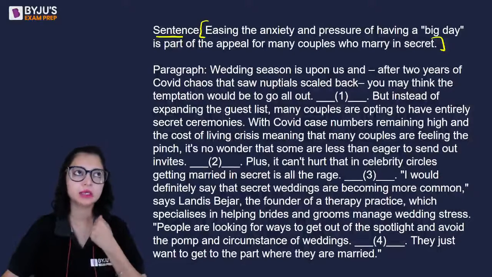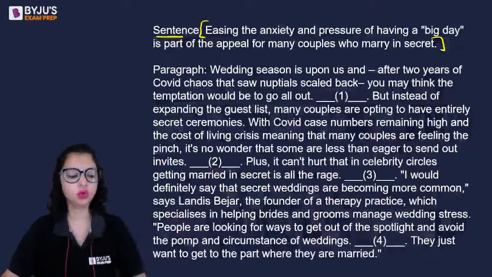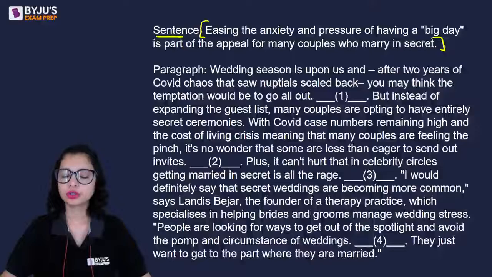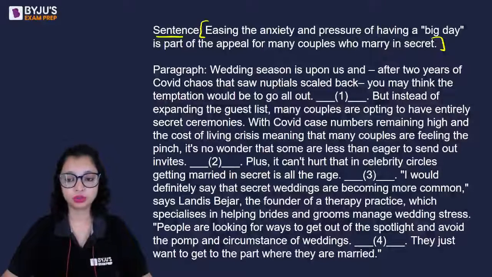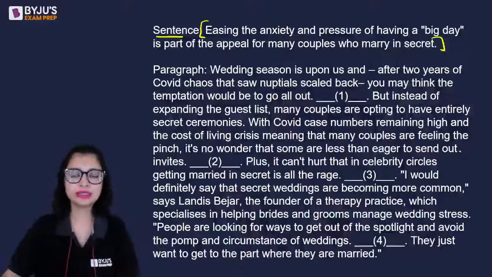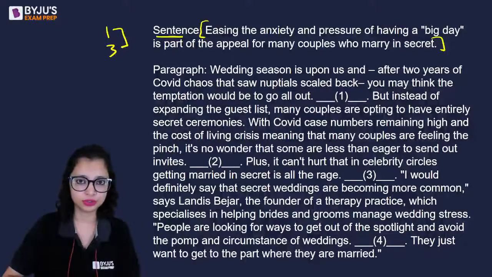When we did parajumbles in the last class, I gave you a few rules, a few logics that you could apply to solving a parajumble question correctly. What did I teach you? That one statement will connect to the other. For example, 1 will come before 3 because 1 and 3 are connected. There is a logical continuity here.